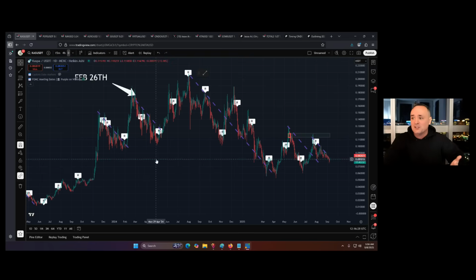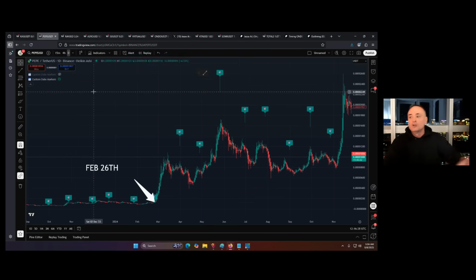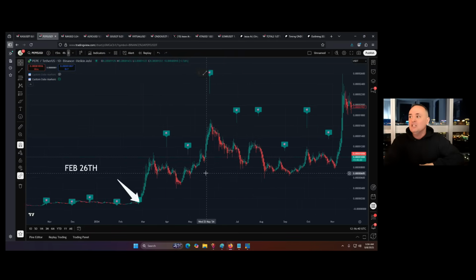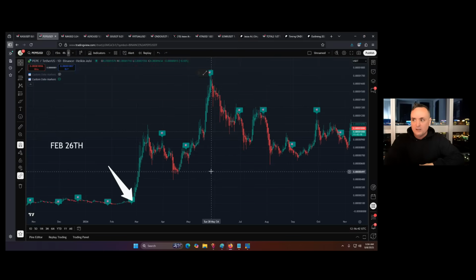We're looking at the Kaspa chart. We've got all these emojis. Each one of them is for an FOMC meeting. This is known to be the most bullish catalyst on Kaspa. We're jumping over to the Pepe chart. Each one of these emojis is a PCE inflation print.